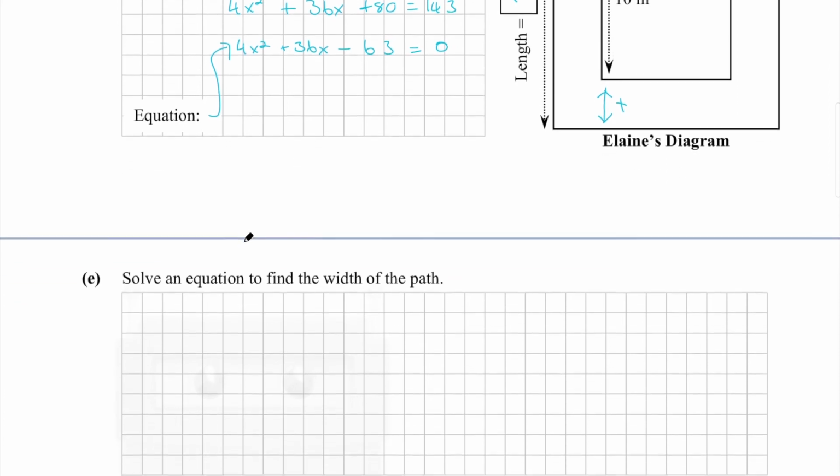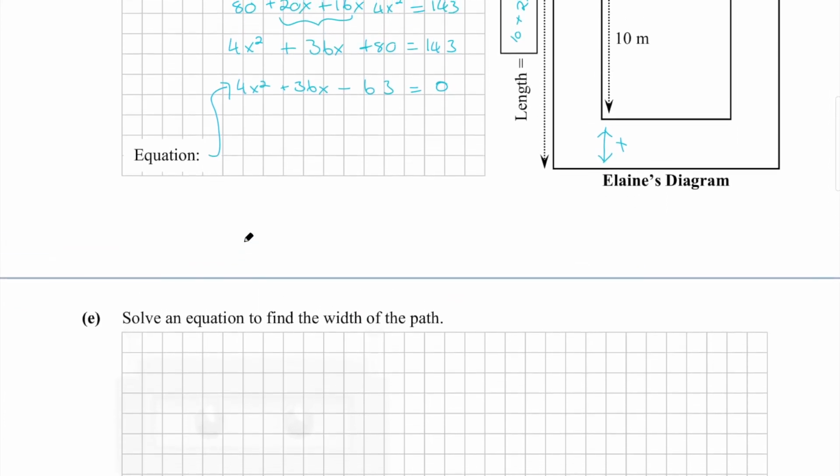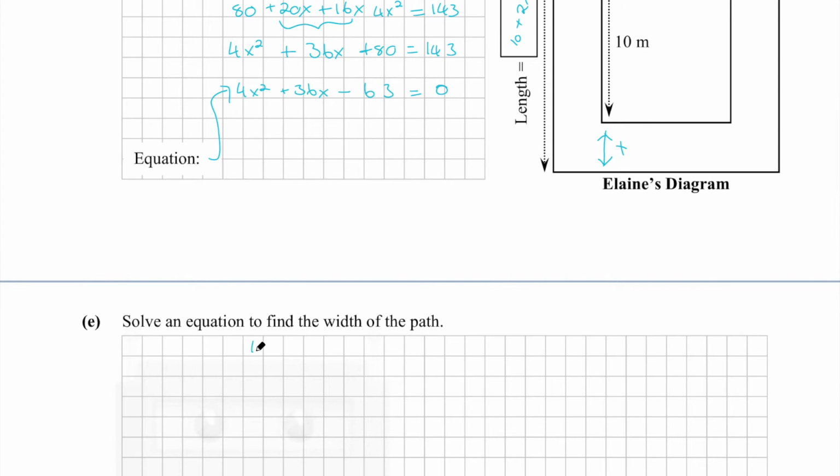Then it says solve an equation to find the width of the path. Now both of the equations were exactly the same, and this is what I have when I looked at them. Now this is going to be a quadratic, right? Whenever we have something squared plus something x plus something else, or in this case minus something else, we're dealing with a quadratic. And what we need to think about then is either using the minus b formula or working out the factors.